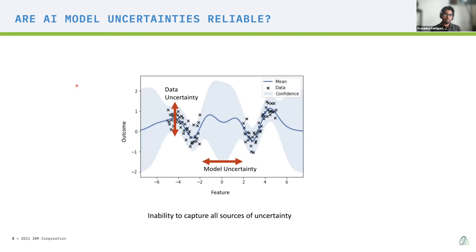So, just a quick primer on why these uncertainties may not be well calibrated, right? It could be a number of reasons, but one reason could be that the model doesn't capture all sources of uncertainty. So what are the different sources of uncertainty? One is that there could be inherent variability in the data itself. Given a particular feature value, the outcome could vary slightly each time. And this is called data uncertainty. And this could be hard to reduce just by observing more data samples, right?